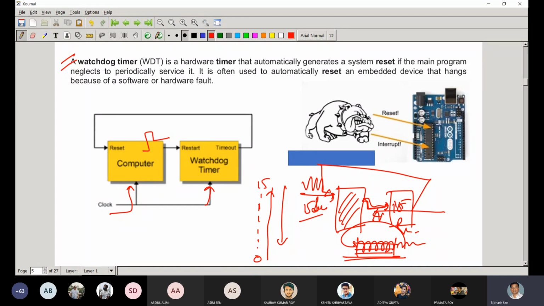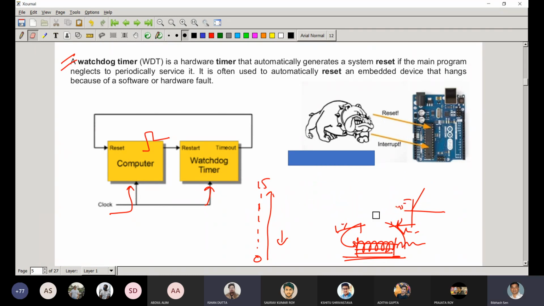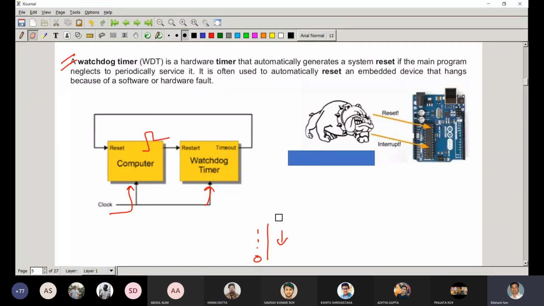Is it clear to you, or do I have to discuss it a bit more? Sir, is the watchdog timer default 15 seconds, or can it vary according to the microprocessor? Yes, you have to choose the watchdog timer based on your requirement. If your microprocessor needs to perform some tasks within 15 seconds, you can set the watchdog timer as 15 seconds. You can program the watchdog timer's value.